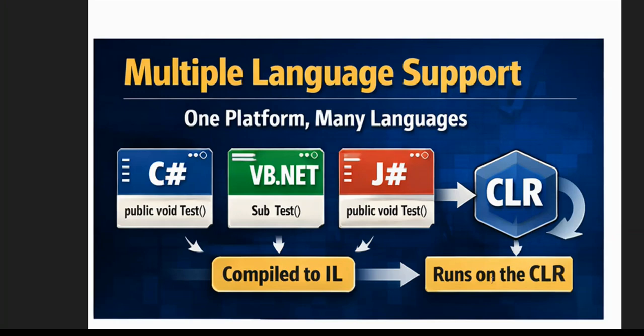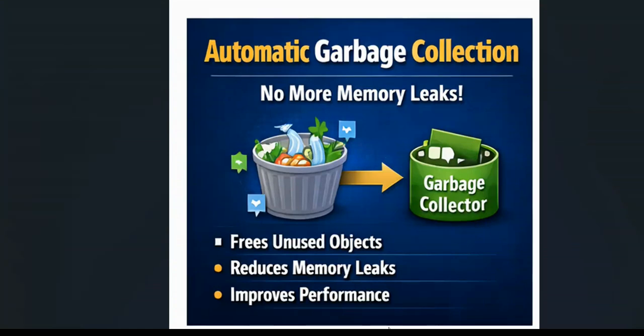Next is garbage collection. Before .NET, developers had to do a lot of memory management, like in C++. So for that, .NET introduced garbage collection. The garbage collector automatically collects or removes unused objects from memory. This helps reduce memory leaks, improve application performance, and make development easier. Developers can now focus on writing business logic instead of worrying about how the memory will be managed.